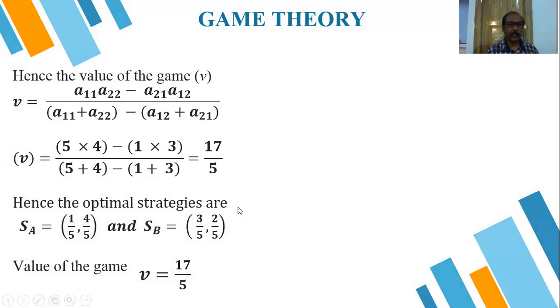Hence the optimal strategies are, you have to write this way, SA equal to (1 by 5, 4 by 5). That means selecting the A1 strategy for the player A is 1 by 5 and selecting the A2 strategy for the player A is 4 by 5. Similarly for the player B, selecting the strategy B1 is 3 by 5 and B2 is 2 by 5, and the value of the game is 18 by 5.